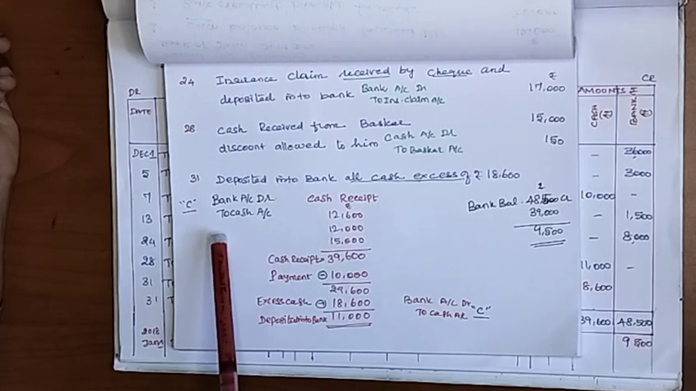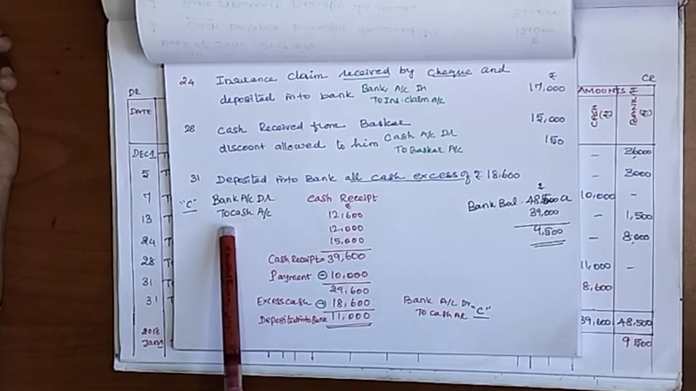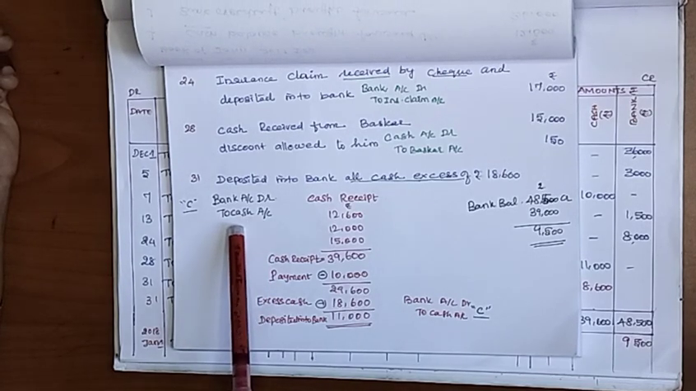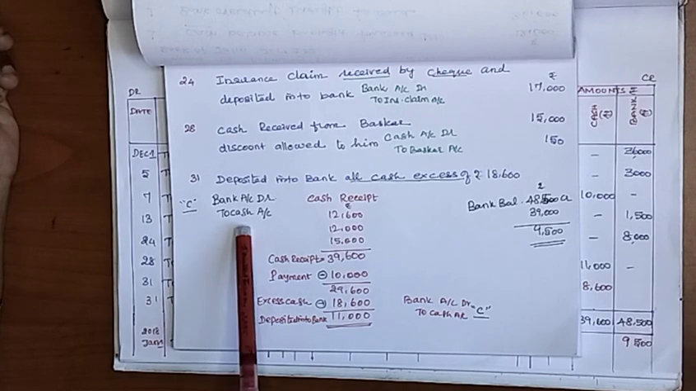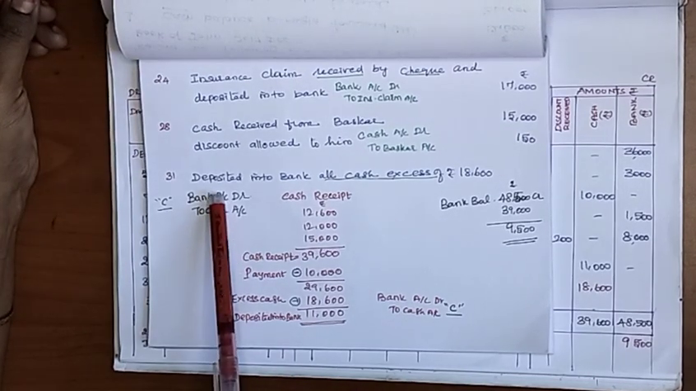Okay. So what is the next account? To cash account. Where is the cash account? Cash account is on credit side. To cash means credit side. So we go to credit side. What is the opposite account from the cash account?